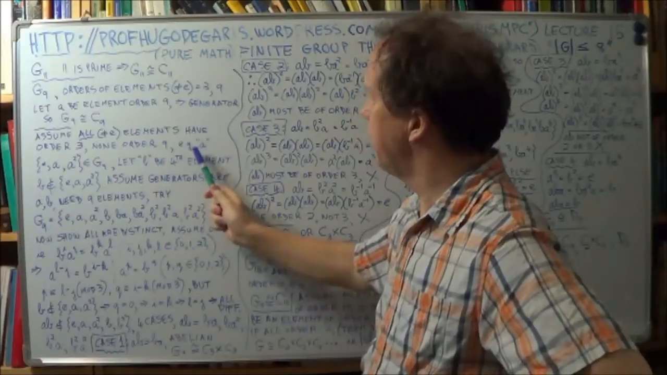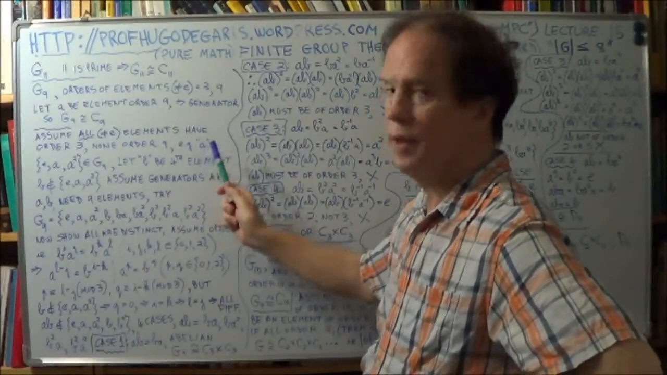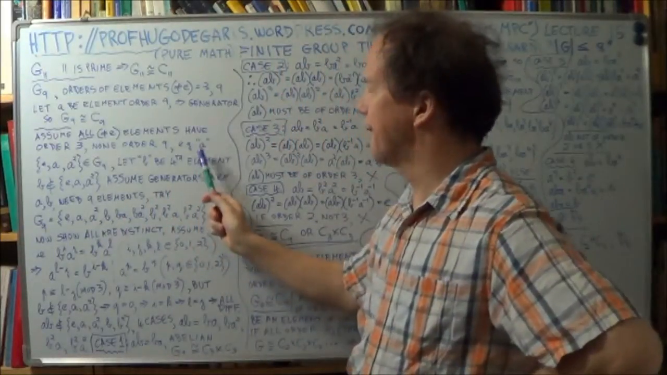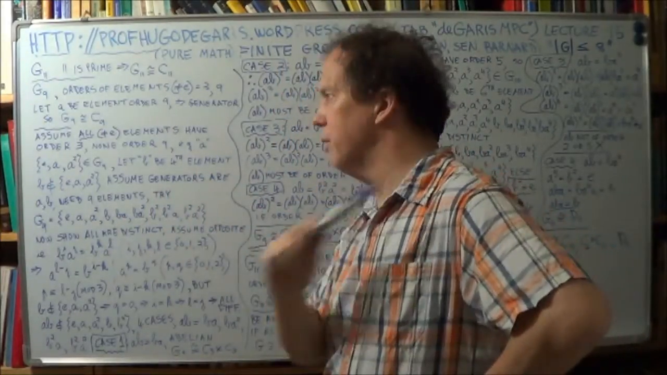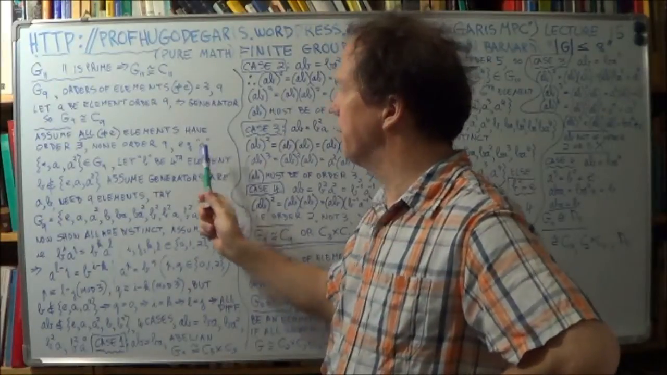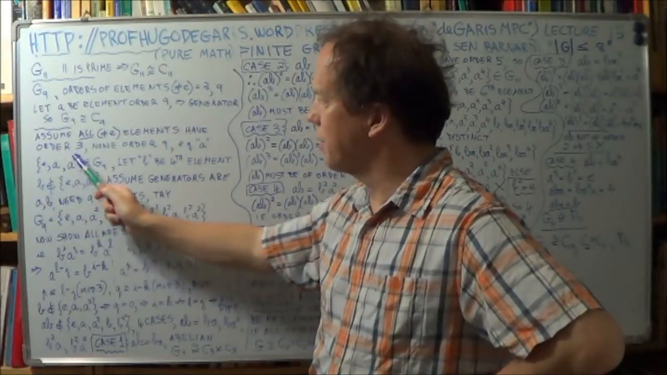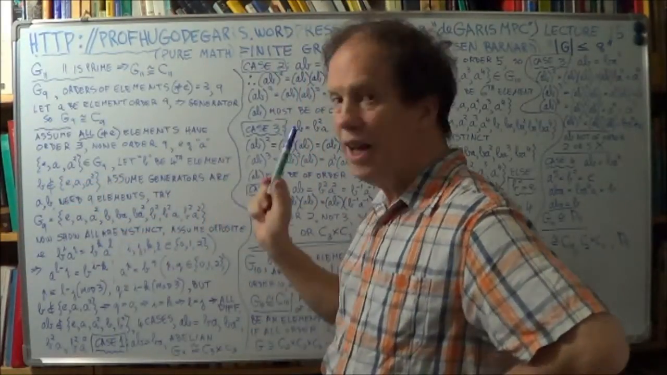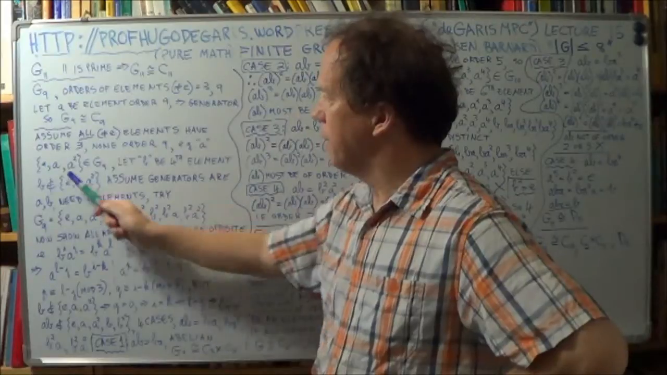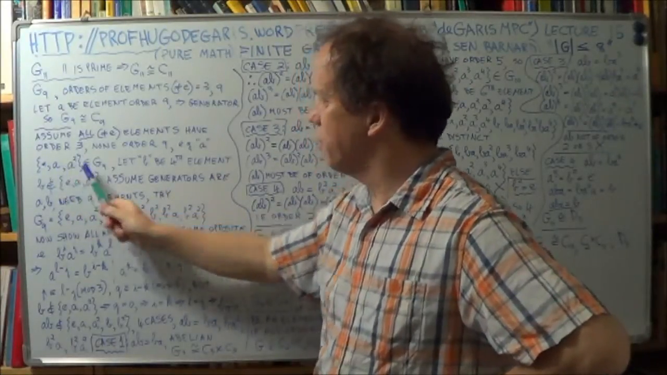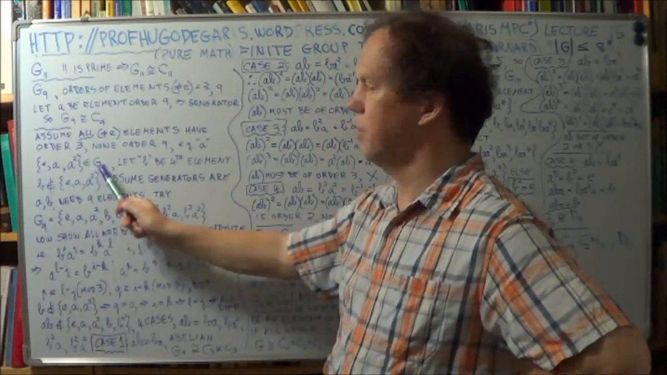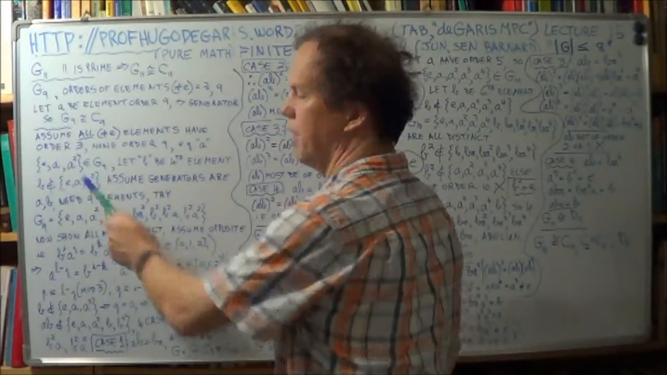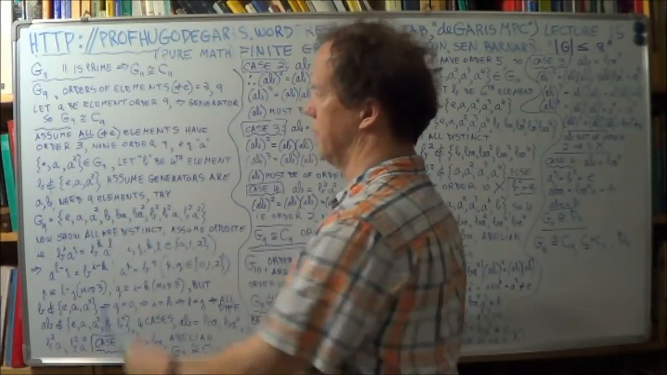Now, let A be one of those elements of order 3. So we can generate a subgroup. That was one of the theorems quite a few lectures back. From this element, E, A, and A squared. Remember that was the subgroup generated by an element, and it's a subgroup. So these 3 elements belong to this group, G9. So we've got 3 of the elements already of this group.